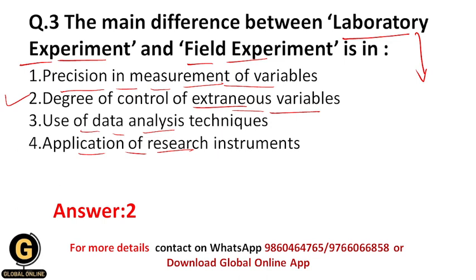As well, you can do lots of data analysis techniques in both the research methods, they won't change. And also you can apply different research instruments, they also won't change. But the correct answer for this is second, because the degree of control of extraneous variables is going to be changed in the laboratory experiment and in the field experiment.